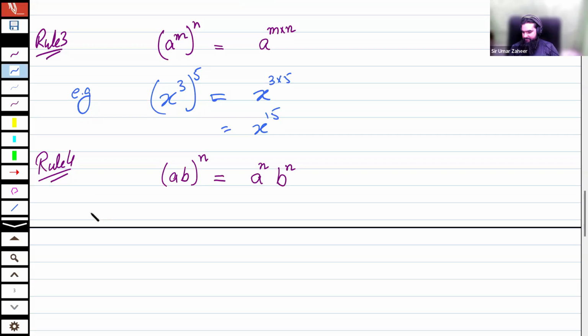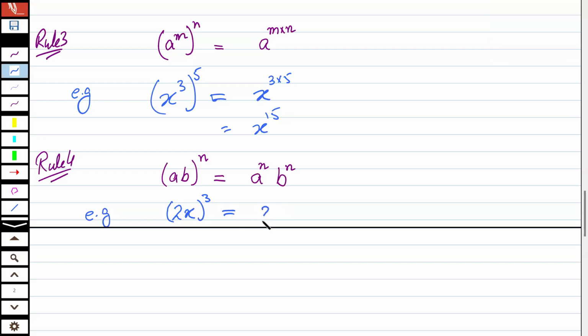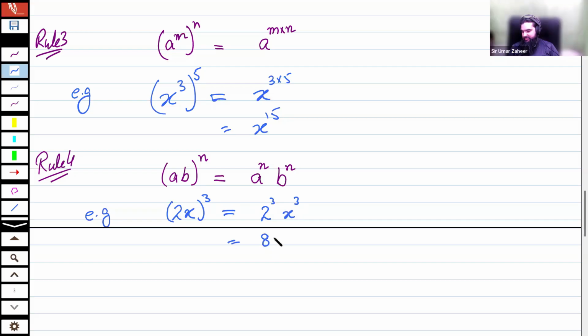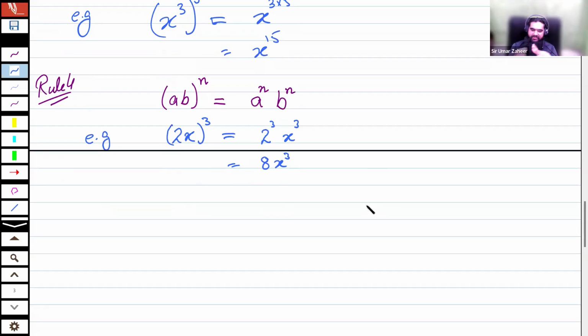For example, if you have 2x whole raised to power 3, that can be written as 2 power 3 into x power 3. The final answer will be 8x cube. This is not only for two values, it can be more values, like you have 3xyz square, let's say, and there is a whole power 2.